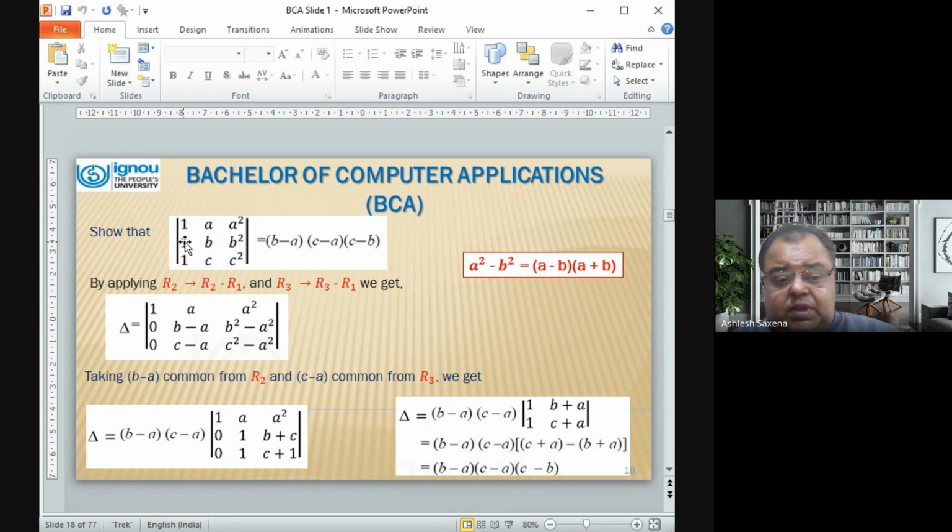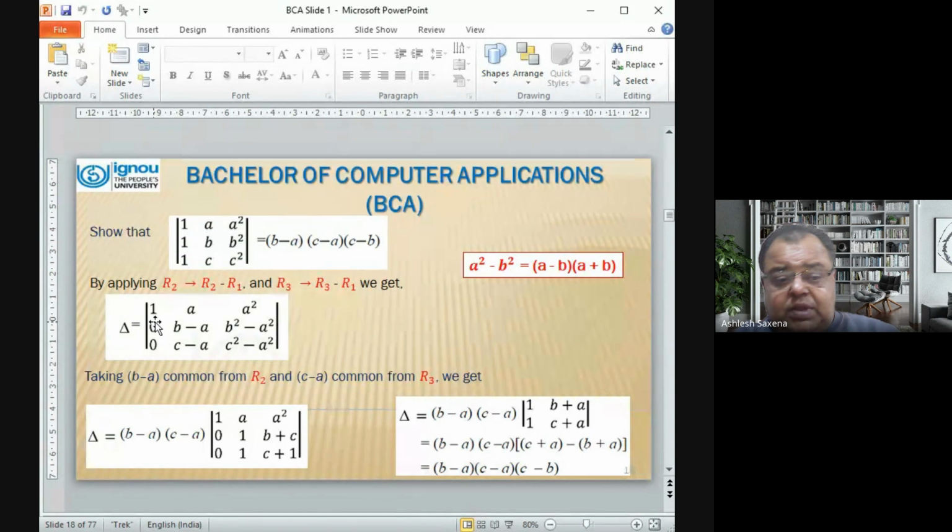This can be made 0 if I subtract these two. After subtracting, what is the step? How to write it? We will say, by applying R2 tends to R2 minus R1. Write it over here: R2 tends to R2 minus R1. Subtract every element of row 1 from row 2.